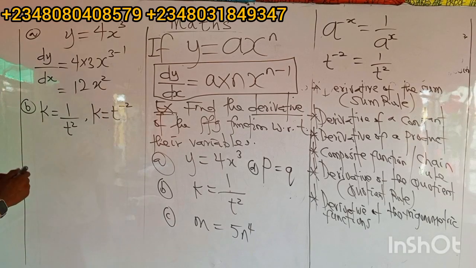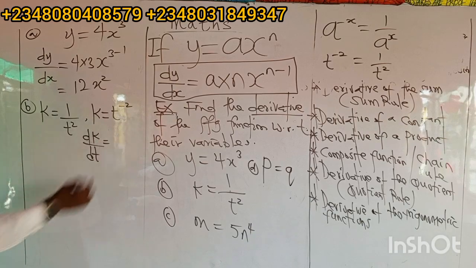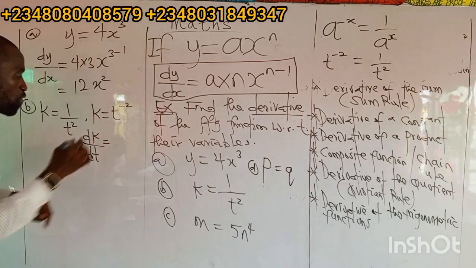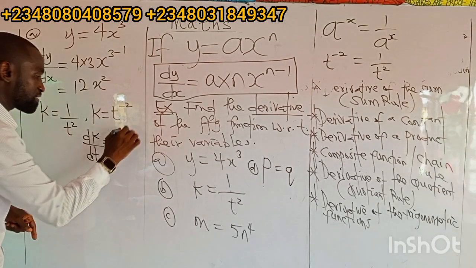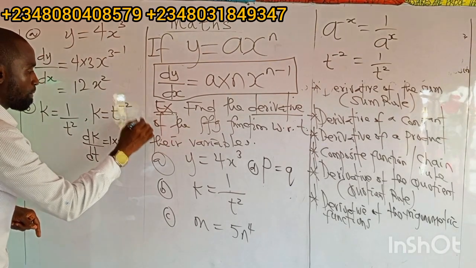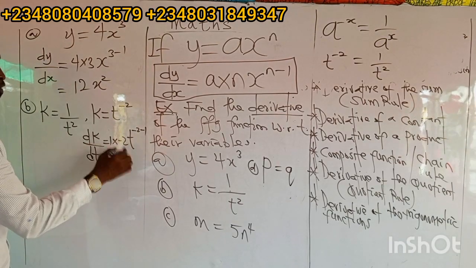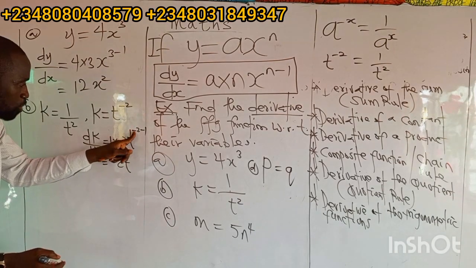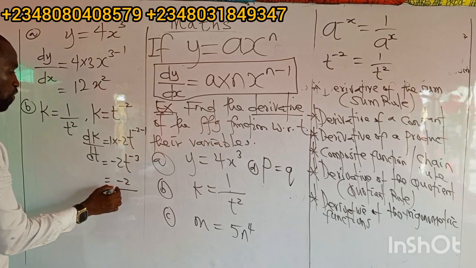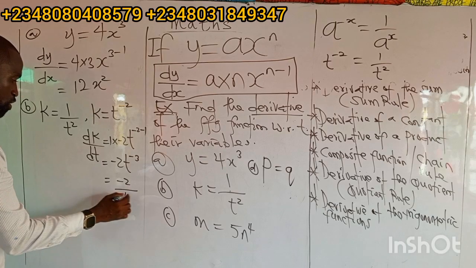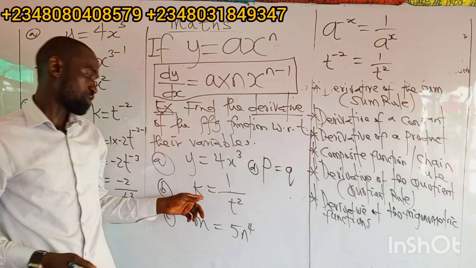So we have dk/dt, which will be equal to the coefficient 1 times the power minus 2, then I write my t back: t raised to power minus 2 minus 1. 1 times minus 2 is minus 2, and t raised to power minus 2 minus 1 is minus 3. So this will be minus 2 over t raised to power 3. So that's the answer to this question. You can solve this one now.